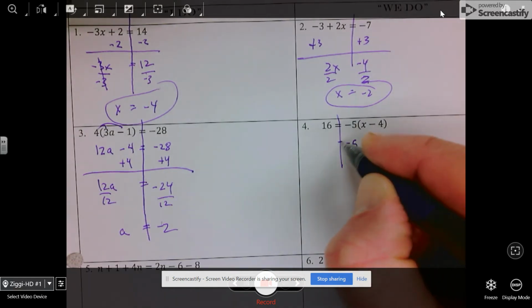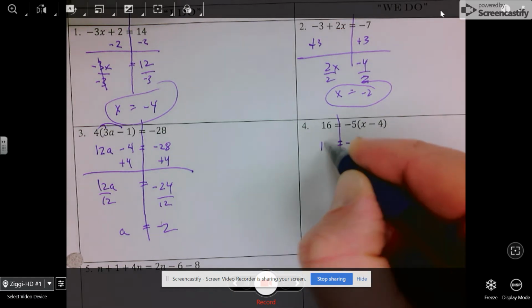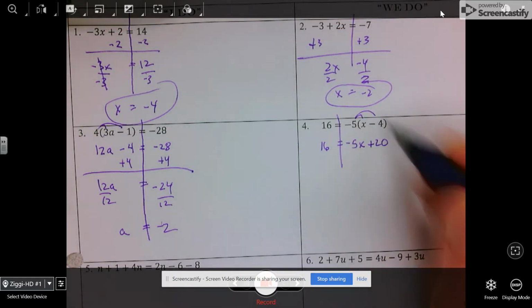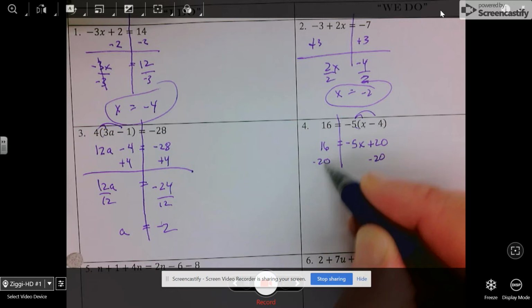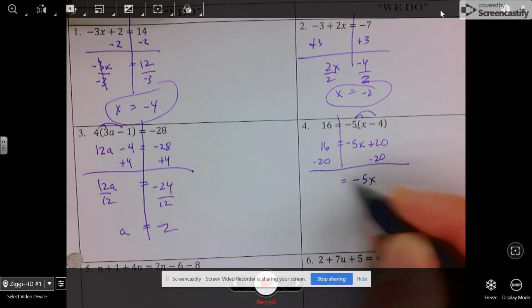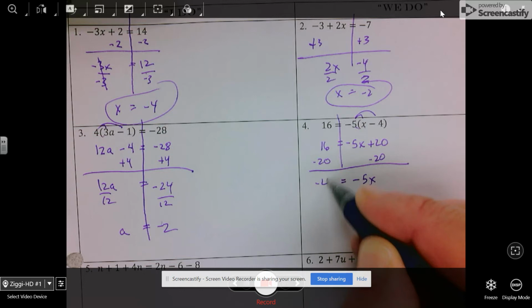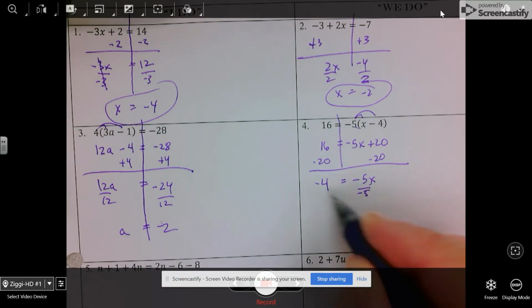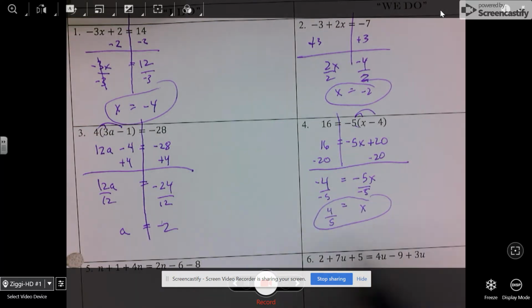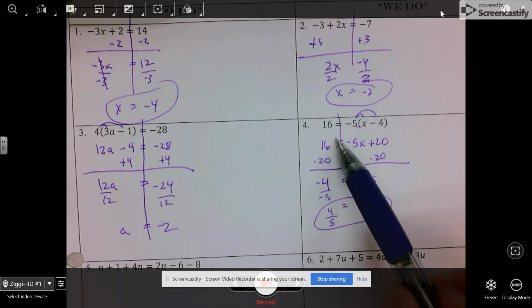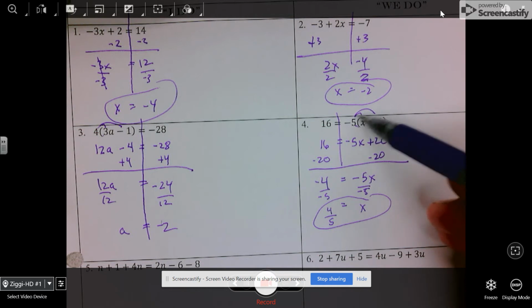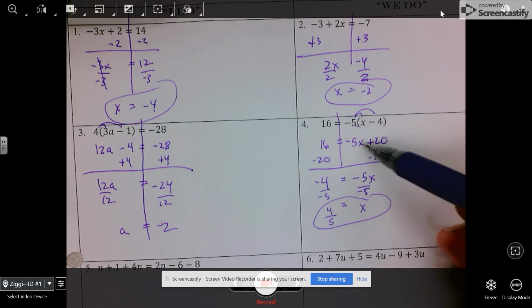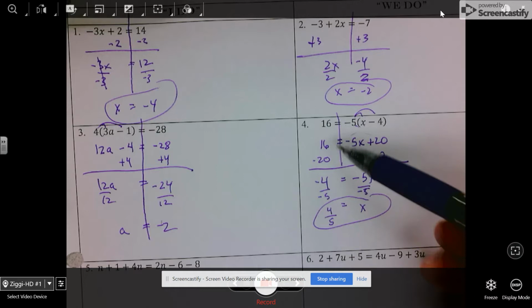Welcome back. Hopefully you paused. Distribute: negative 5x plus 20. Isolate the variable. 16 plus negative 20 is negative 4. Divide by negative 5. And some of you will get scared when you see a fraction. It's worth just double checking to make sure you didn't mess up any math. But you can have a fraction answer. So negative 5 plus 20, that's where the error is usually going to be. So it's okay to have fractions as answers.